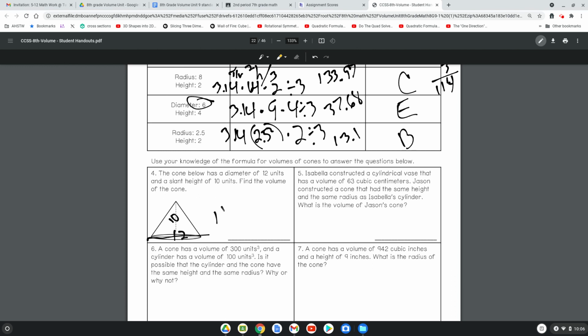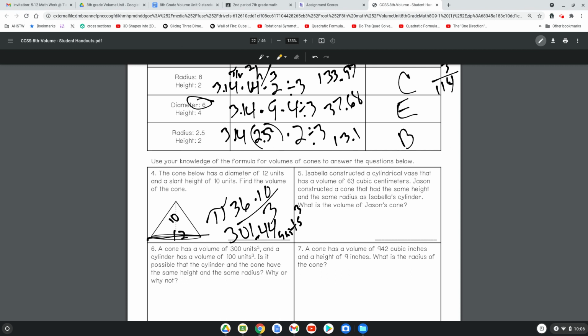So we're going to do pi. The radius is going to be 6 because it's half of that. 6 squared is 36. And then times 10 divided by 3. So you should get 301.44. And then it would be units cubed. We don't cube that number. If there's no label, you can write the word units cubed.